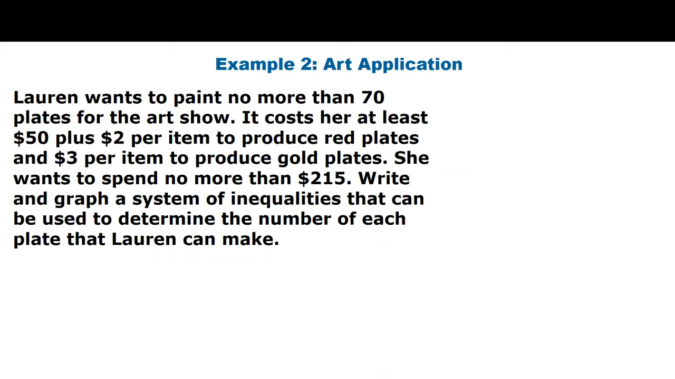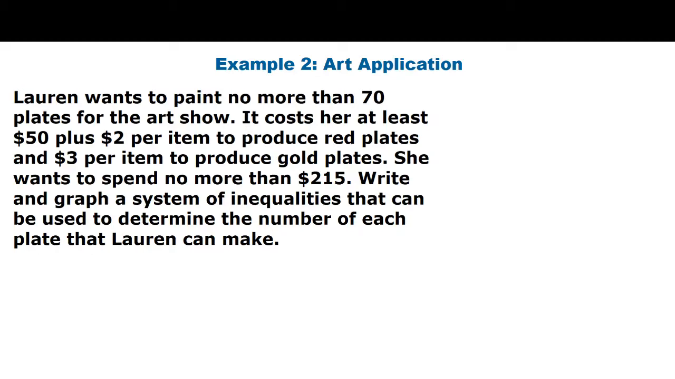All right, let's do some word problem examples. Lauren wants to paint no more than 70 plates for the art show. It costs her at least $50 plus $2 per item to produce red plates and $3 per item to produce gold plates. She wants to spend no more than $250. Write and graph a system of inequalities that can be used to determine the number of each plate that Lauren can make. All right, let's get started with this.